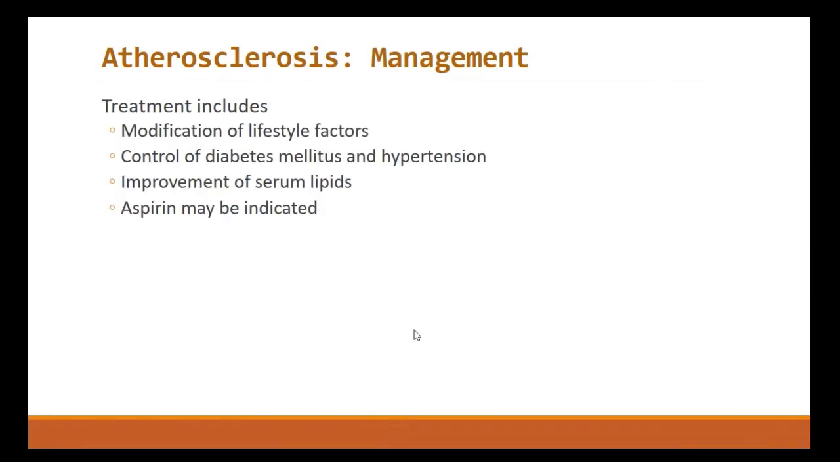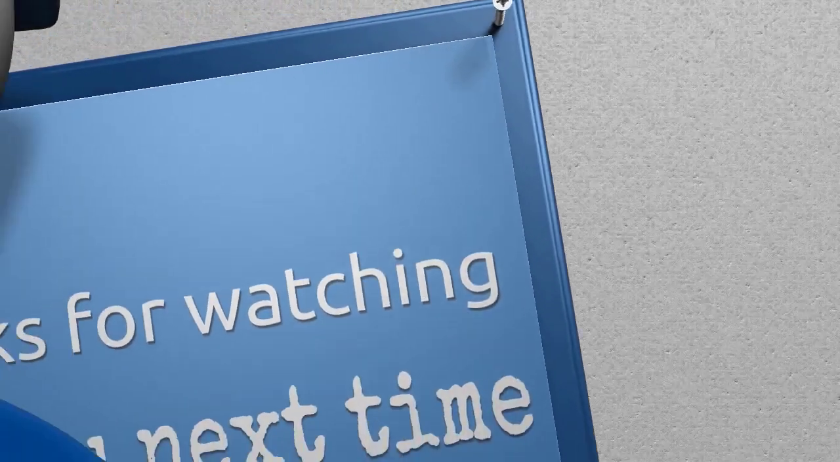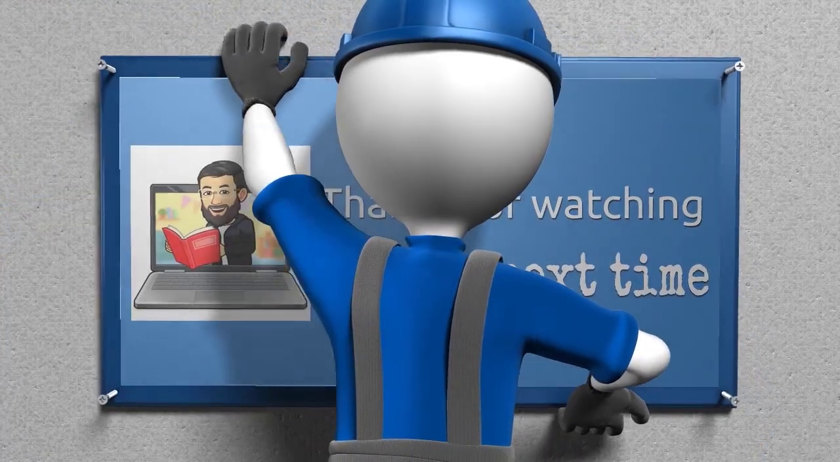How do you manage atherosclerosis? The first thing would be similar to hypertension: modify lifestyle, diet, exercise, etc. So control diabetes, hypertension if it is present, improve serum lipids. If LDL is high, your target is to bring it down and bring the HDL levels up. Aspirin may be indicated in certain cases. So aspirin basically inhibits platelet aggregation. That's all about hypertension and atherosclerosis.